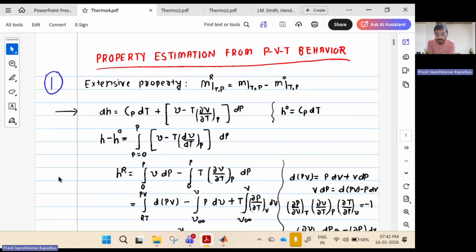After that, we tried to find out dS, dH, dU values for real gases, and when we try to find it with ideal gas, this particular term goes to 0. So first we did all these calculations for real gas and then we moved to ideal gas. Then further we tried to find out Cp minus Cv and Cp by Cv. For ideal gas, Cp minus Cv is R and Cp by Cv is equal to gamma.